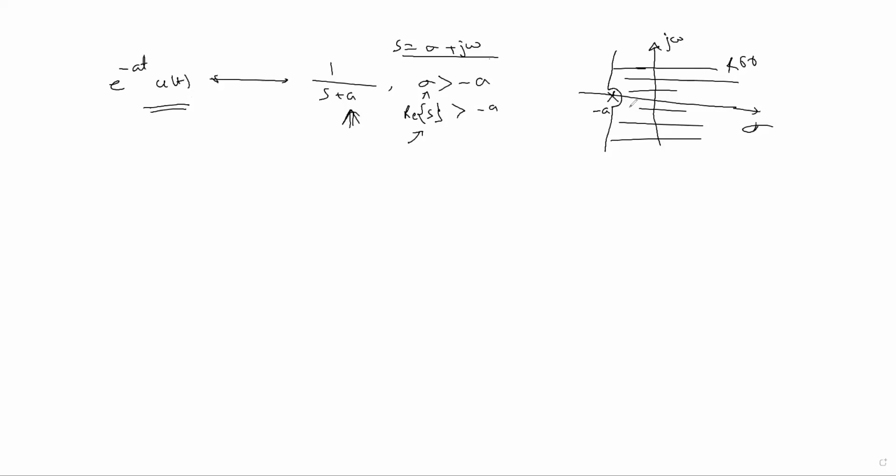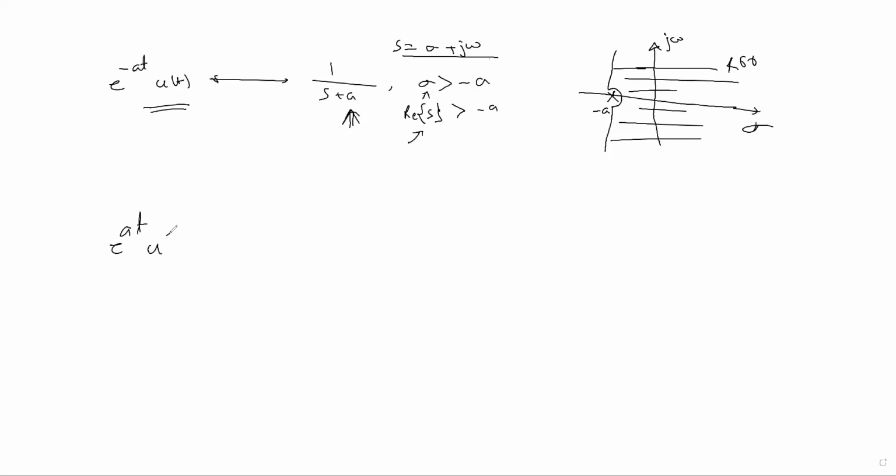Another thing, if the ROC is to the right of the rightmost pole, then we can say this signal is a right-sided sequence. Right-sided sequence means it lies on the right side of the y-axis. So we can get a lot of information about the signal by looking at the ROC. That's why it's important.